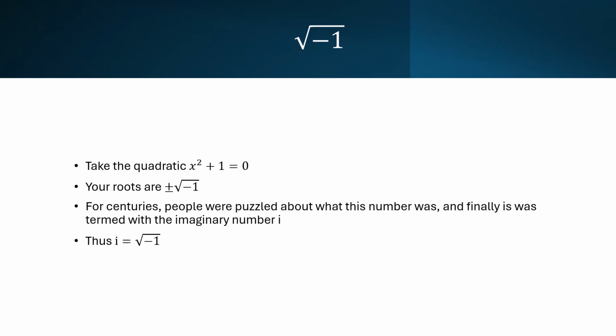So let's take the quadratic x squared plus 1 is equal to 0. Your roots are just going to be plus or minus the square root of negative 1. But for centuries, people were puzzled about what the square root of negative 1 is. And in the end, it was termed i. So i is equal to the square root of negative 1.